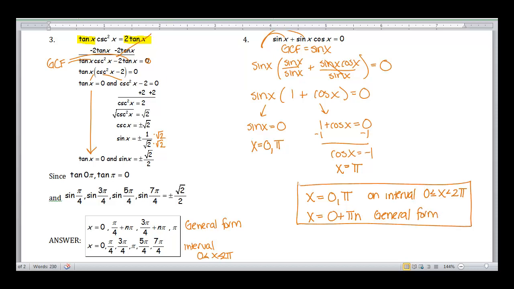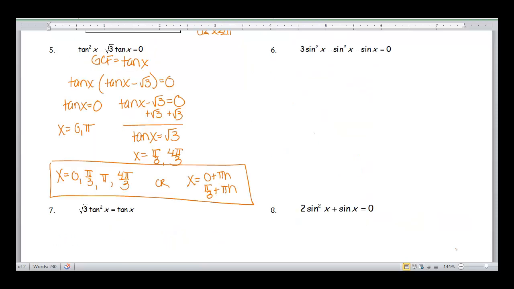Please now pause the video and complete example 5. Please now check your answers for example 5. You should have found a GCF of tangent of x. Factoring that out, basically dividing each term by tan x, you are left with tan x that you could set equal to 0 and tan x minus root 3 that we could set equal to 0. Solving each of these and then looking for the values of tangent of 0 and positive root 3 on my unit circle, we got the following answers.